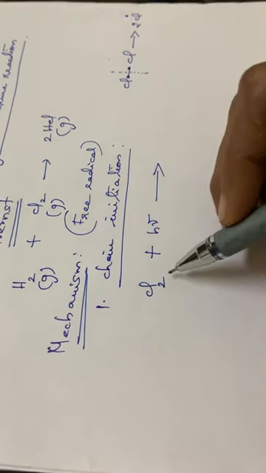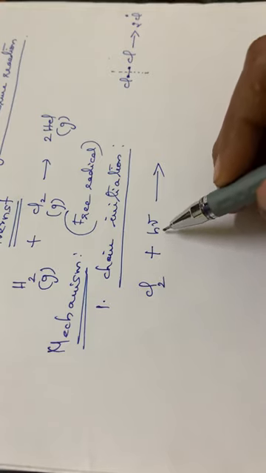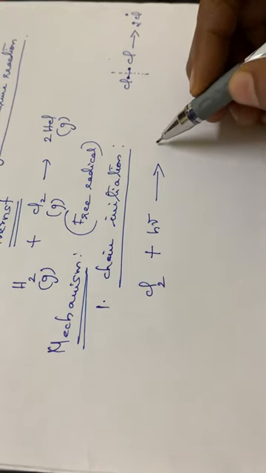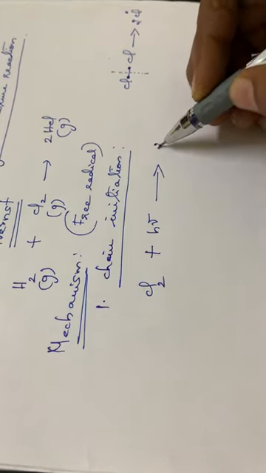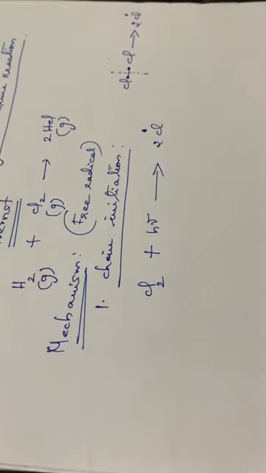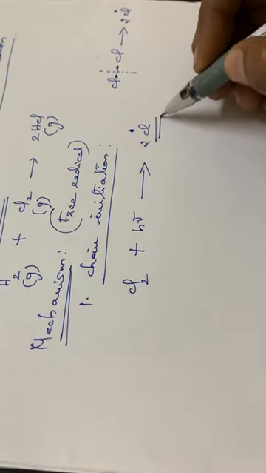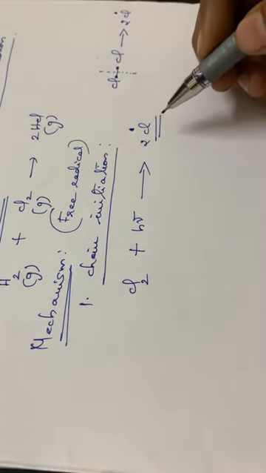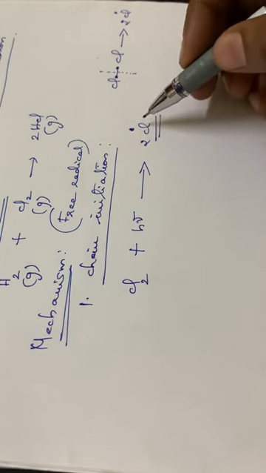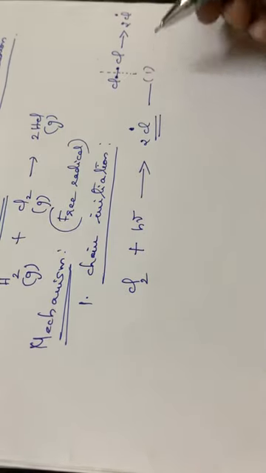So when the chlorine molecule absorbs a photon, we will be having 2 Cl dots, or 2 Cl free radicals. The free radical is denoted by this dot. This chlorine free radical will act as the chain initiator, initiating that particular reaction. We can put it as equation number 1.